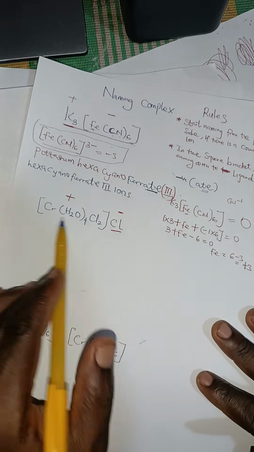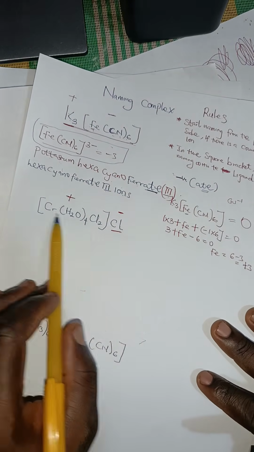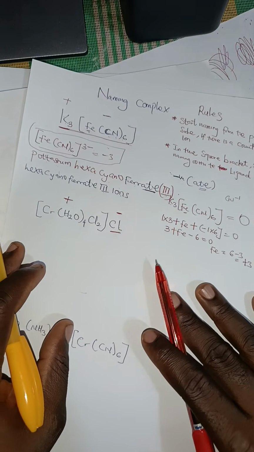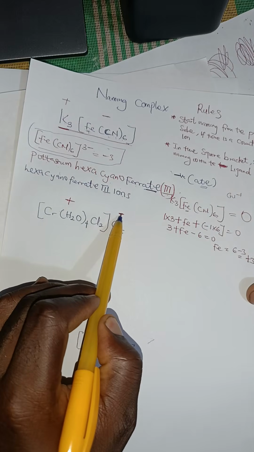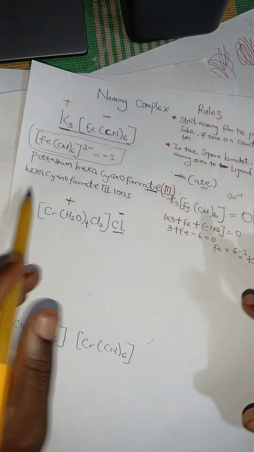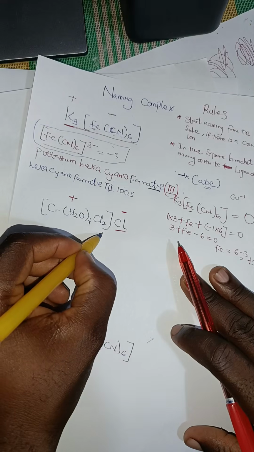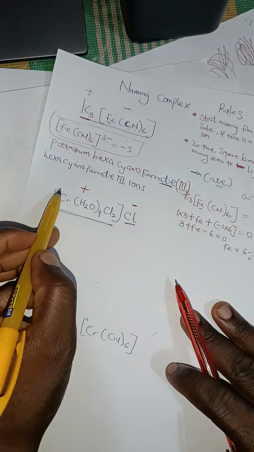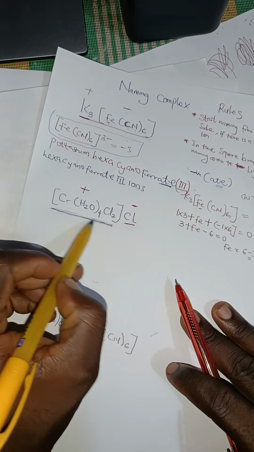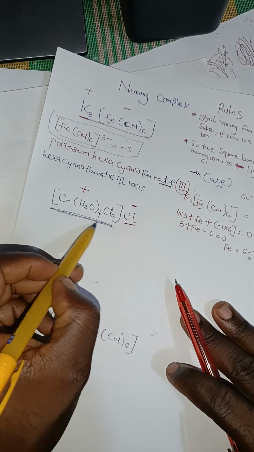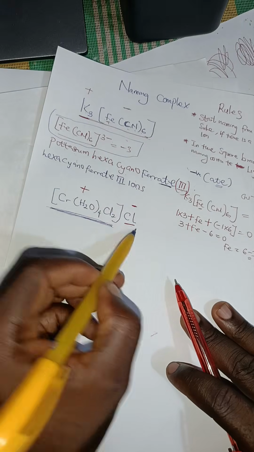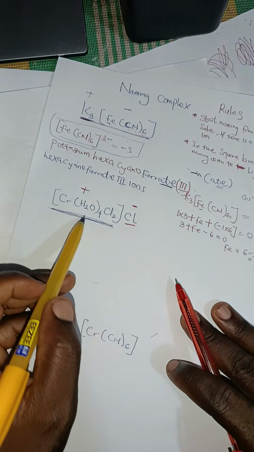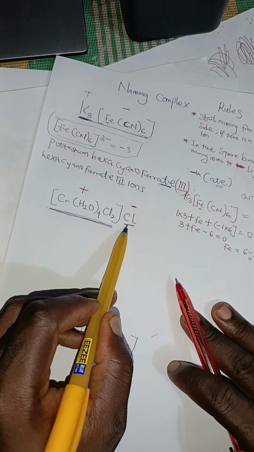So let's look at this one. Where's our positive side? Start naming from the positive side if there's a counter ion. We have a counter ion. The counter ion is negative. Anytime we are naming from the positive side, it means that our complex is positive. We are starting our naming from here. I will not call chlorine first. I have to call everything here first before touching chlorine. Before, I called potassium first because that was positive. So here I'm calling this first before going to my chlorine.